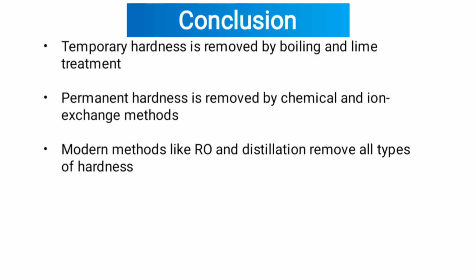Conclusion. Temporary hardness is removed by boiling and lime treatment, while permanent hardness is removed by chemicals and ion exchange methods. Modern methods like reverse osmosis and distillation remove all types of hardness. So my dear student, this is all about today's lecture on methods of removing hardness of water.